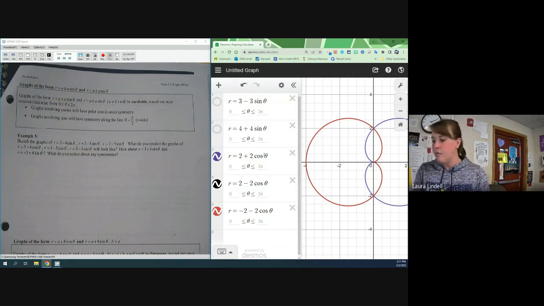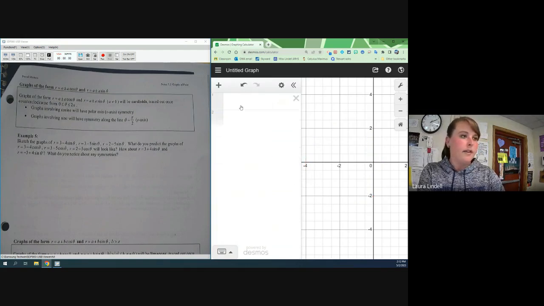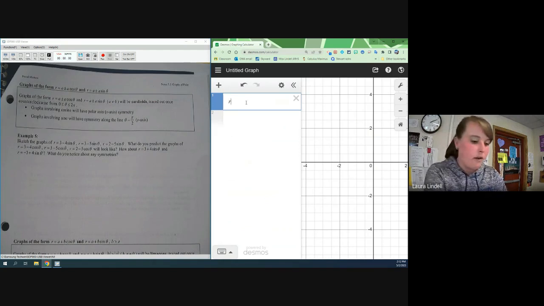So we've got one more family of polar functions that we're going to talk about today. The last family of polar functions is going to start with example 5 here. So we're going to see if we can generalize a few more things. So let's get rid of our old equations and start with some new ones. This time we're going to look at r equals 3 minus 4 sine theta.